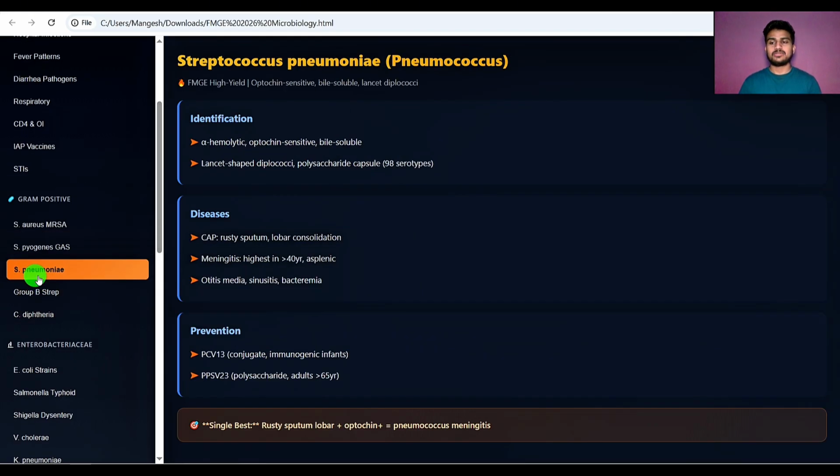Then the next bacterium is Streptococcus pneumoniae. We already discussed community acquired pneumonia, the CAP thing, and there were two types. If you remember, there was a typical and an atypical one. So this is the culprit, the organism that causes pneumonia. Identification of this organism: there is alpha hemolysis, there is also optochin sensitivity, and there is bile solubility with respect to the characteristics of Streptococcus pneumoniae. There is also the shape of the organism. It is a lancet shaped diplococcus, and there is also a polysaccharide capsule. There are 98 serotypes.